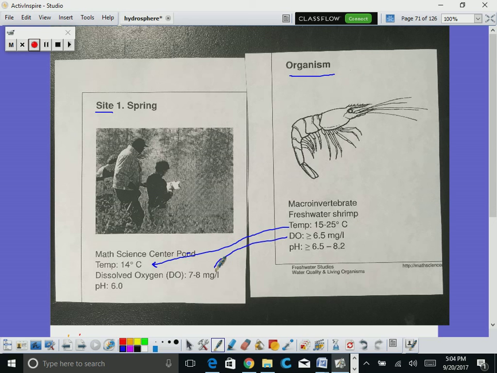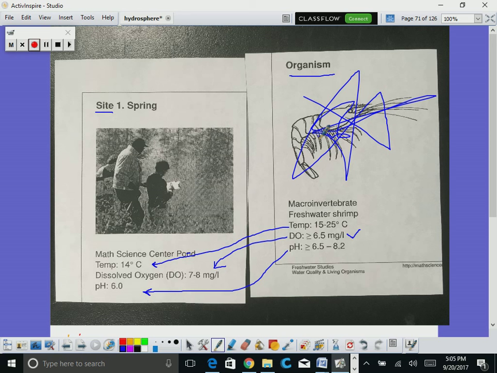Even if the dissolved oxygen and pH would work, it still can't live there. If you look at the dissolved oxygen, for the shrimp it has to be greater than or equal to 6.5. 7 to 8 is greater than 6.5. So that's good. Okay, this one's bad. That's good. Then if I look at the pH, it has to be 6.5 to 8.2. The pH here is 6. 6 is not greater than 6.5. So that one's no good. So the freshwater shrimp cannot live in Site 1. So you do not write it down.